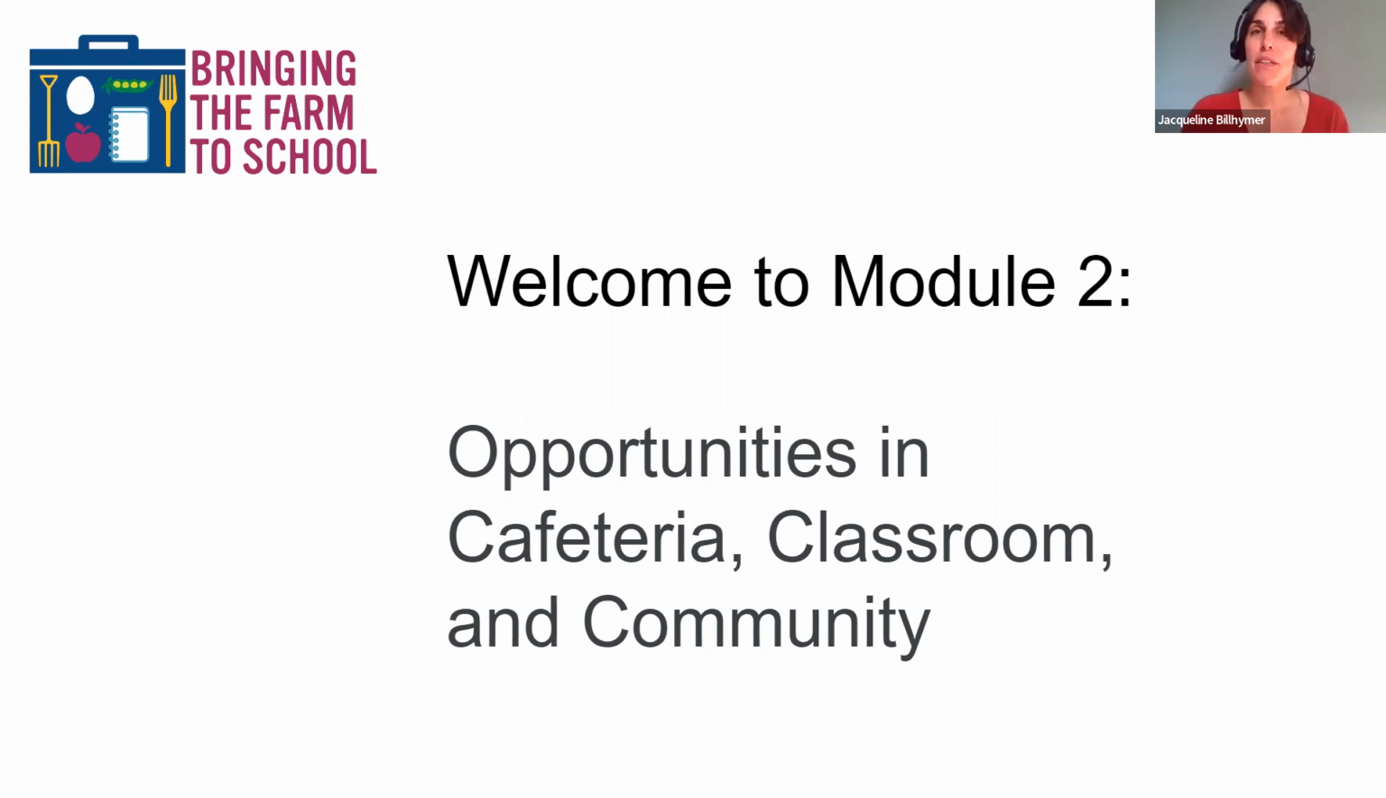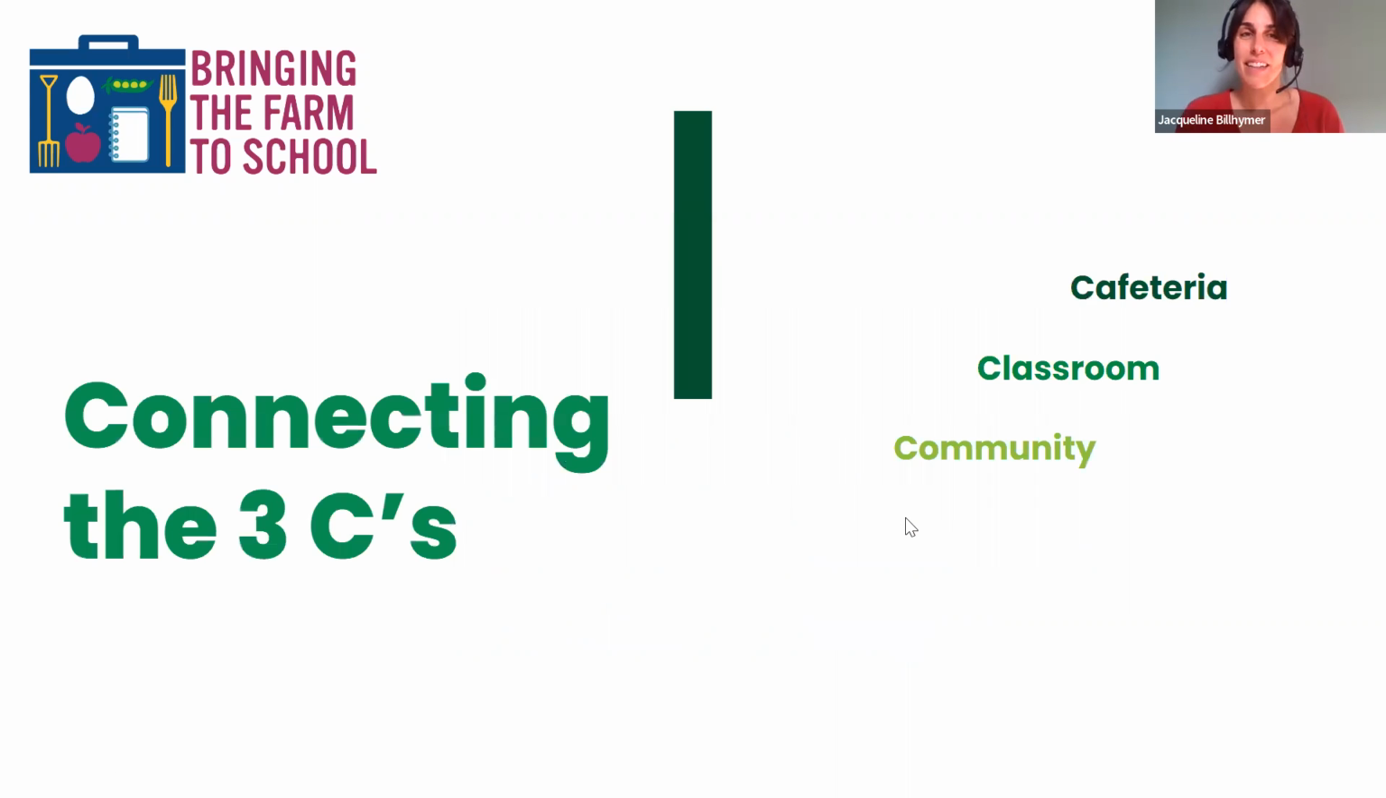In this module, you're going to learn about how to connect the cafeteria, the classroom, and the community through Farm to School. We call this connecting the 3 C's. Farm to School activities support farmers most when they are included not only in the cafeteria, but also in the classroom and in the community. There are lots of opportunities for farmers to incorporate locally grown and raised foods in these 3 environments. And in this module, we're going to explain how to do this and share some examples.